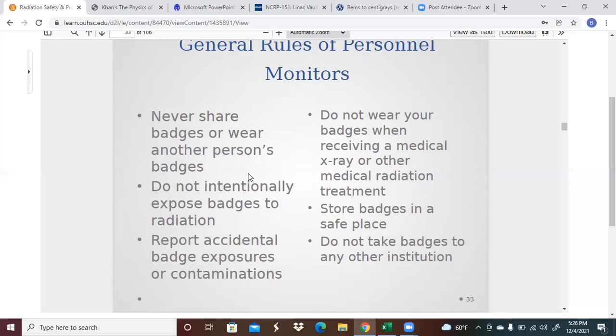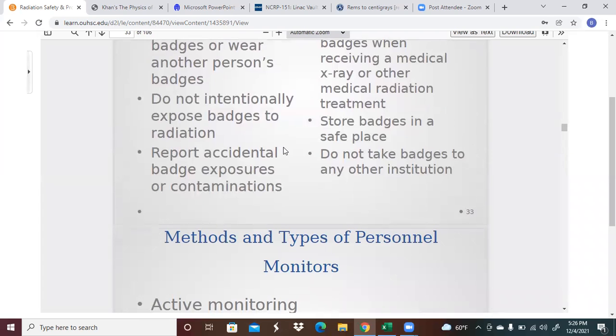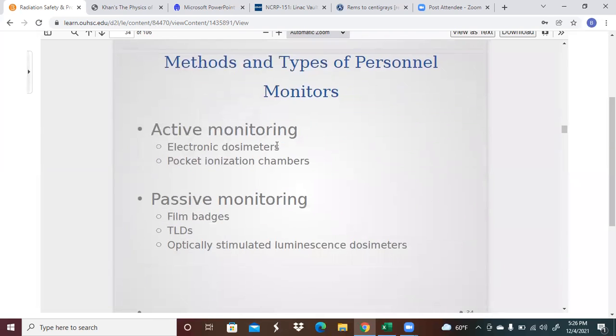Store badges in a safe place, and do not take badges to any other institution. In other words, we're wanting to make sure we're measuring where we are and not somewhere else. So the methods and types of personnel monitors: active monitoring, where we have electronic dosimeters or pocket ionization chambers, or passive monitoring, where we have film badges, TLDs, and optically stimulated luminescent dosimeters.